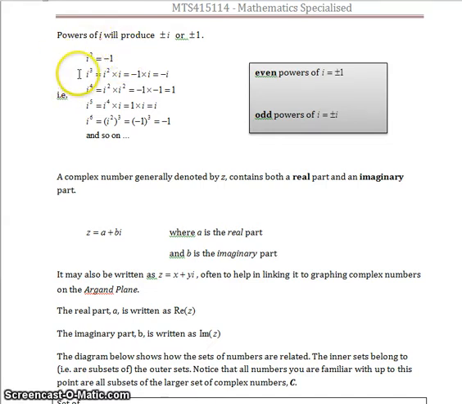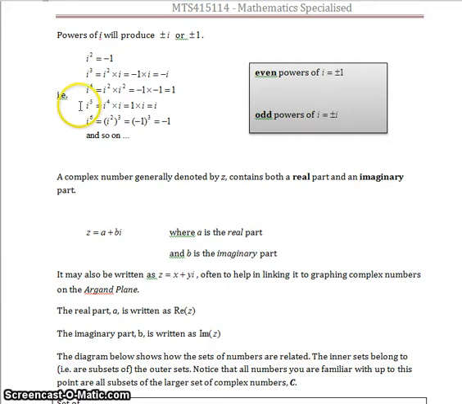Well, what if we went i cubed? Well, i cubed is the same as i squared times i. I squared we know is -1, -1 times i, then it'll be -i. Similarly, let's go through these others. I to the 4th power is the same as i squared times i squared, which is -1 times -1, which is +1.